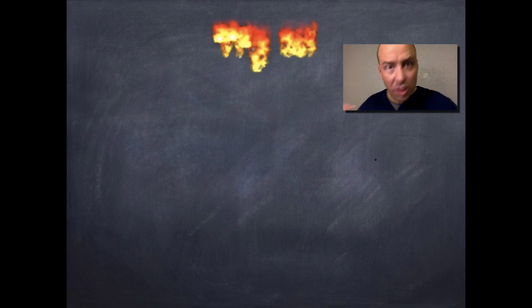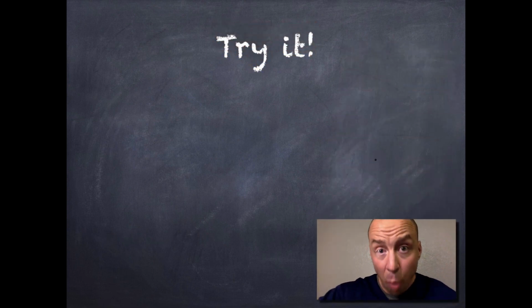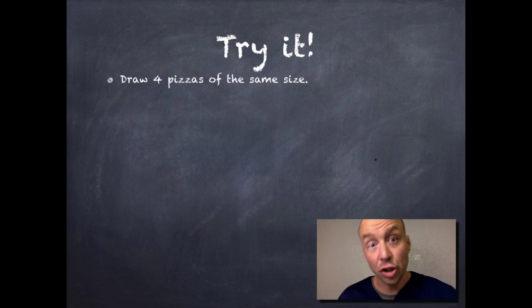I'm not going to let you off the hook. This is a big lesson. This is massive. This was important, so you need to practice it. I want you to do this. Draw 4 pizzas. All right, any kind of pizza you want. I don't care. I was even talking about pizzas earlier.